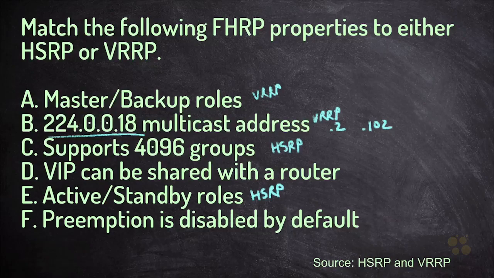Next up, sharing a virtual IP address with the physical IP of a router, well, that would be VRRP. HSRP is not able to do this. In fact, it requires a dedicated virtual IP address. Lastly, at the bottom there, preemption being disabled by default, that would be HSRP. VRRP comes with preemption enabled by default, and HSRP comes with it disabled by default.